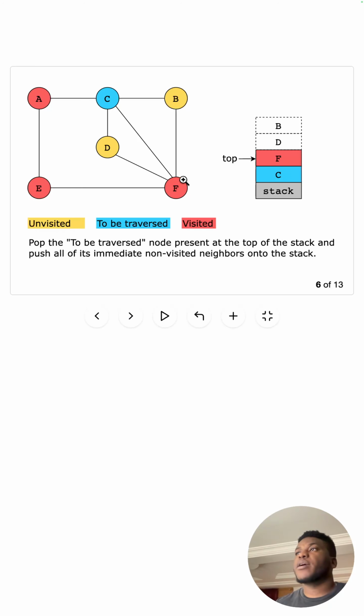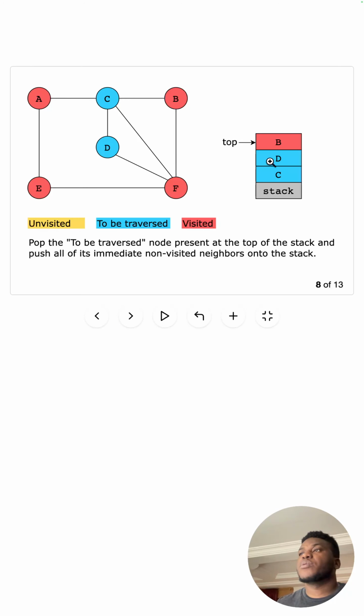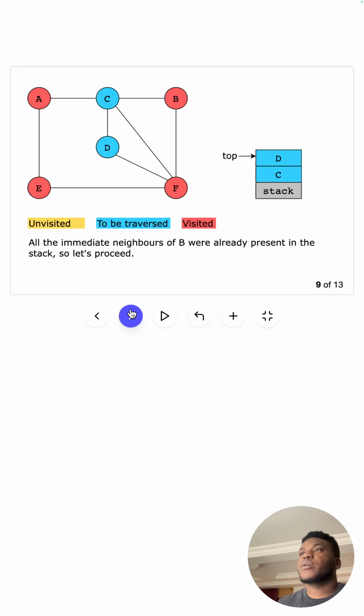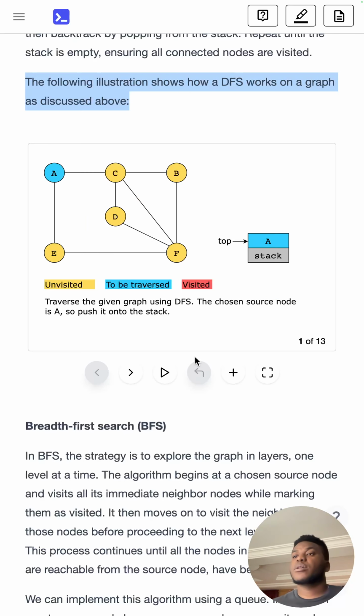Do the same thing with F. Put its neighbors onto the stack, D and B. Pop it off the stack and take care of the thing on top of the stack, B. We've seen F before, and so there's nothing to put onto the stack that we haven't seen before. Take it out. Same with D. Take it out. And then finally C. We're done. Get rid of it. We're done. Yay. Depth first search.